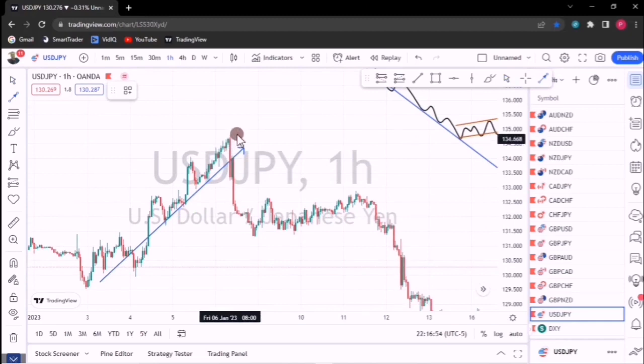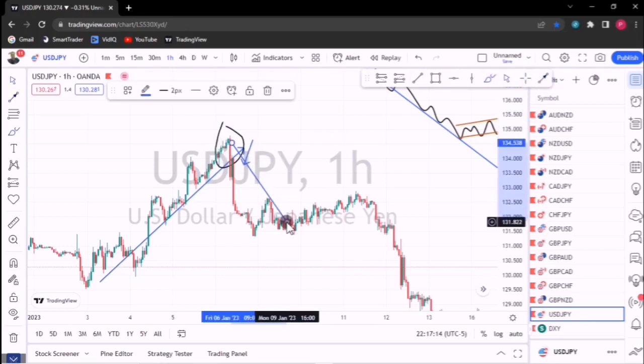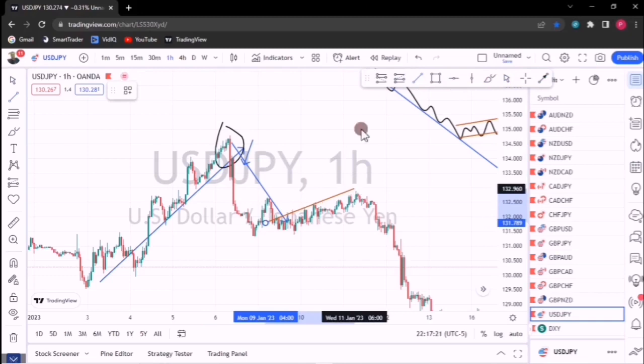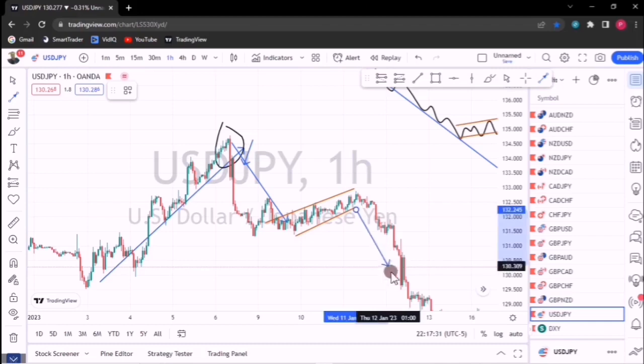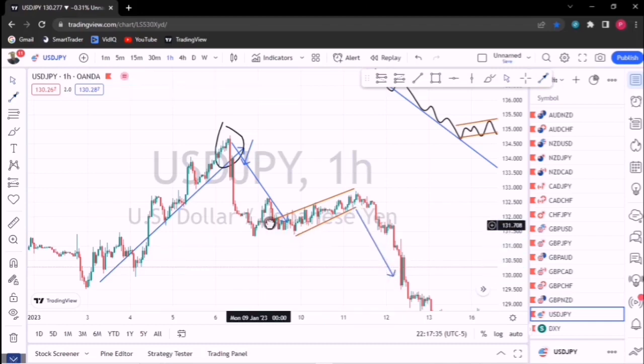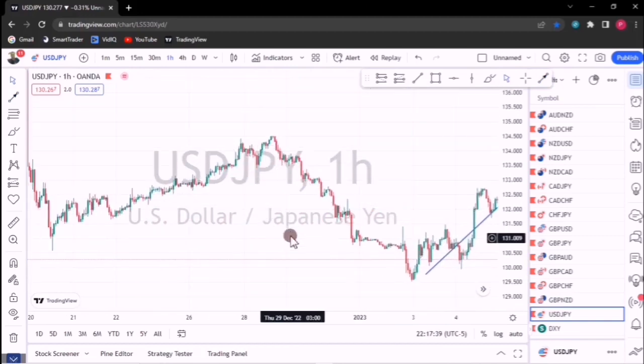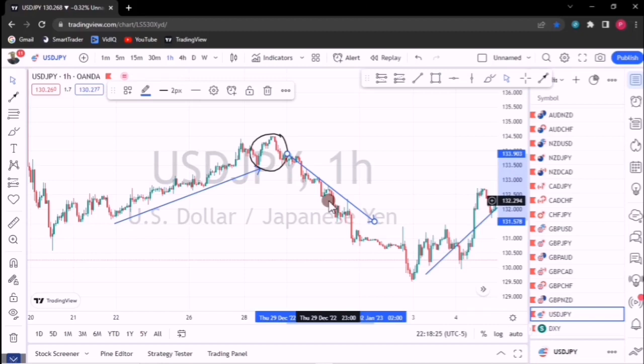For example, price reversed right here. It was on an uptrend and then it started moving downwards. So on its down move, it moved down here, and there was this, even though it's quite huge, but it's still the same thing. Price then continued to the downside again. So it's price continuation.